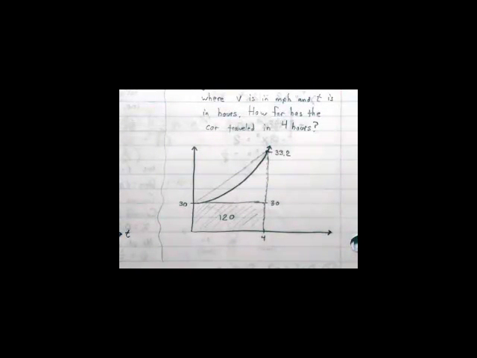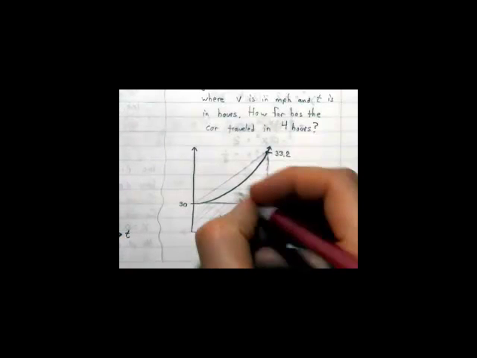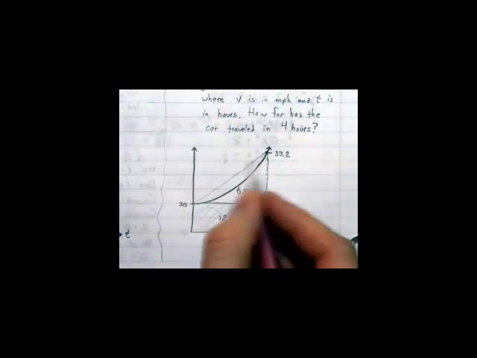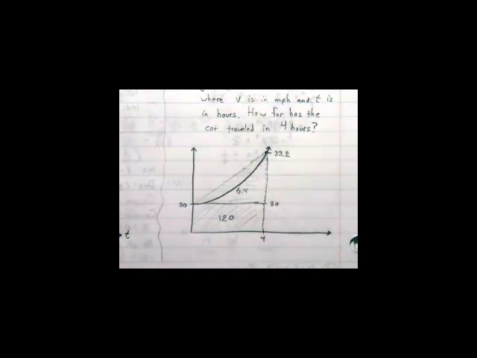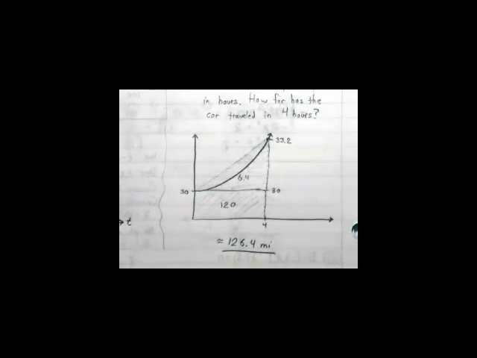So this triangle has a height of 3.2 and a width of 4, so one half base times height should be 6.4. Not drawn to scale, so you know. And then this is this whole triangle here. If we add those two areas together, we've got 126.4. So our answer is somewhere in the neighborhood of 126.4 miles for that particular car.